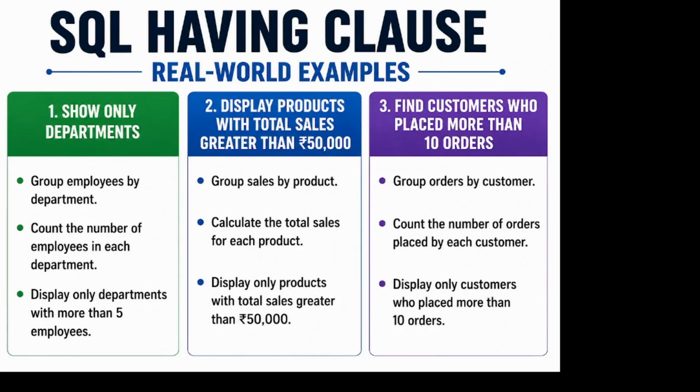Have you ever wanted to filter the results after grouping data in SQL? For example, if you want to show only departments with more than 5 employees, grouping elements by department, counting the number of employees in each department, and displaying only departments with more than 5 employees. The second example: displaying products with total sales greater than 50,000, and also finding customers who placed more than 10 orders.